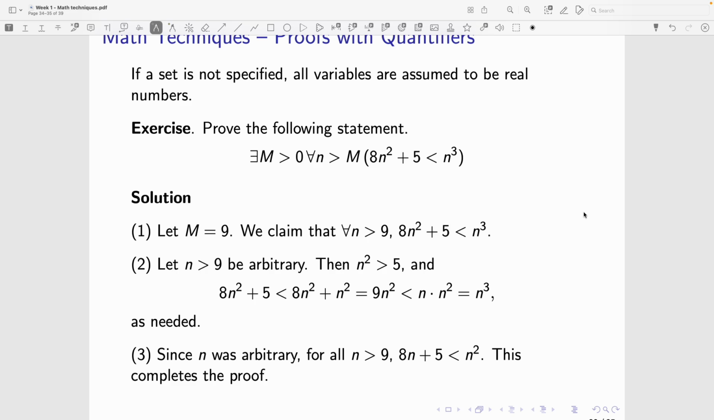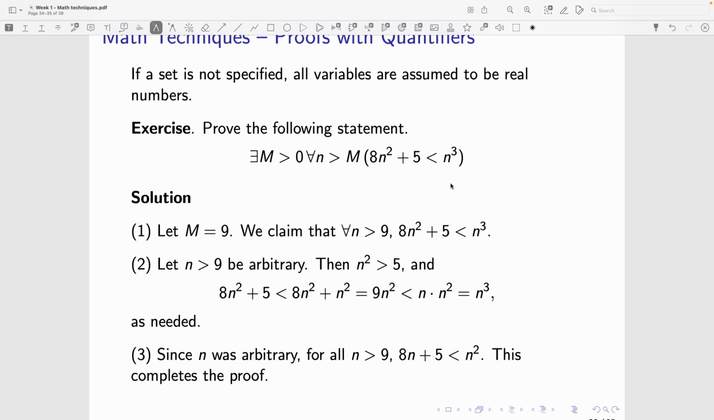Instead of there exists an m in the real numbers such that there exists an n in the real numbers, if m is greater than 0 and n is greater than m, then 8n squared plus 5 is less than n cubed. That was exhausting. Instead of that, we could just say there exists an m greater than 0 such that for all n greater than m, 8n squared plus 5 is less than n cubed.